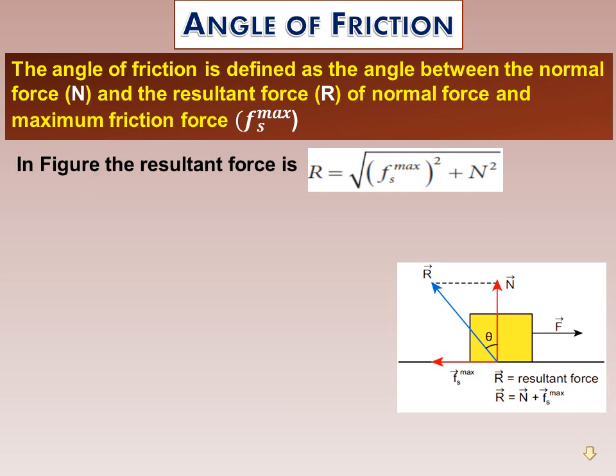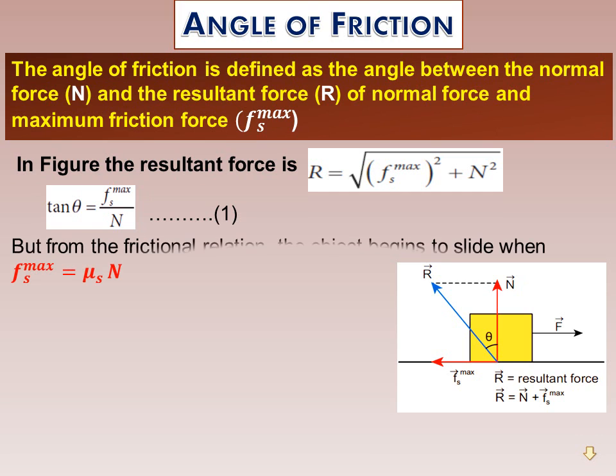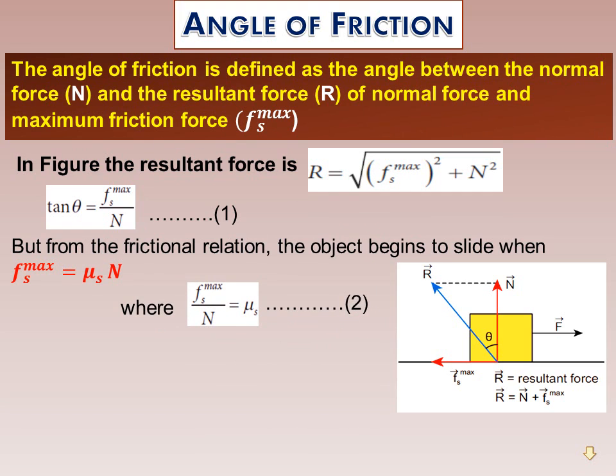See, from the figure, the resultant force R is equal to root of Fs max the whole square plus N square. We can have tan theta is equal to Fs max divided by N. But from the frictional relation, the object begins to slide when Fs max is equal to mu s into N, which is the static friction, where Fs max by N is equal to mu s.